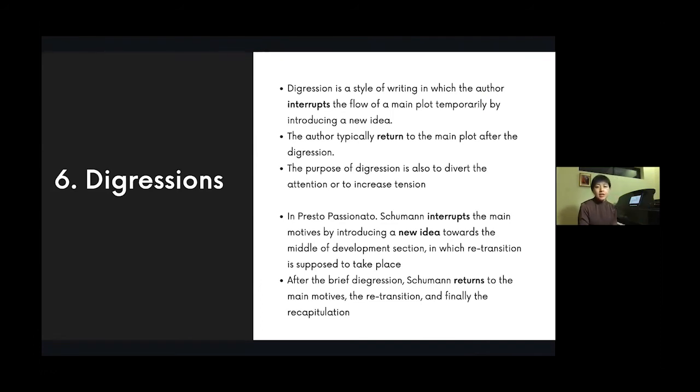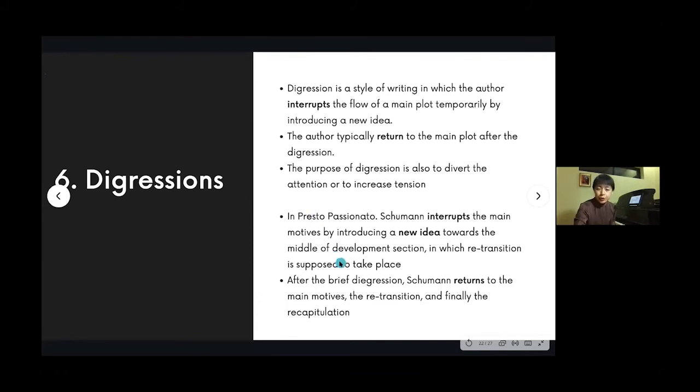So after that digression, most authors will return to the main plot. It could be a story within a story. The purpose of digression is to divert your attention and also to increase tension. So for dramatic purpose, you need digression in literature.